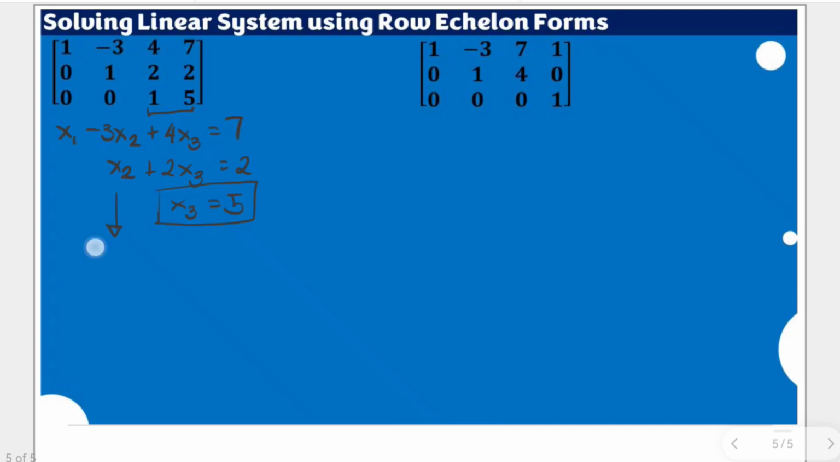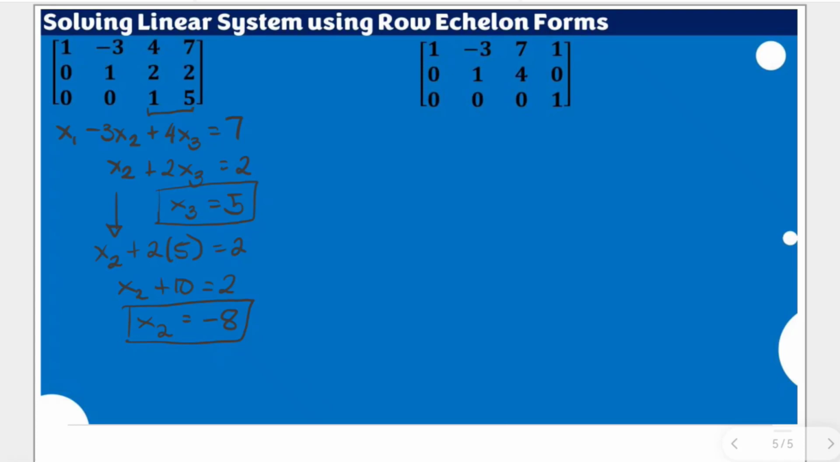So we have here x sub 2 plus twice the value of x sub 3, which is 5, should be equal to 2. So x sub 2 plus 10 is equal to 2. So x sub 2 is equal to negative 8. This is your second variable.